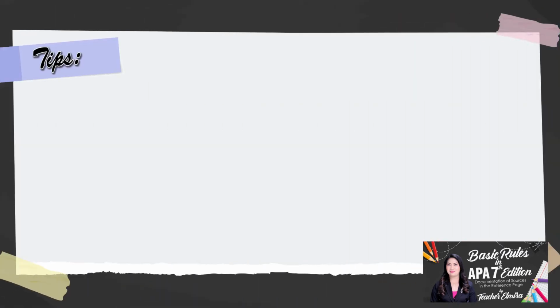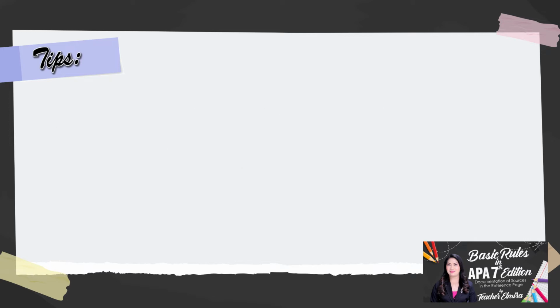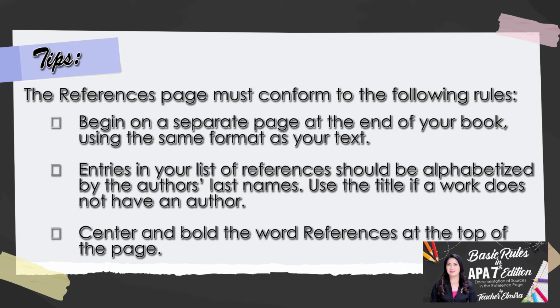In this video, I'm going to present to you the basic rules in writing a reference list following the APA 7th edition style. Every cited source from your module, with the exception of personal communications, should appear in your references page, which comes at the end of the paper. The references page must conform to the following rules.